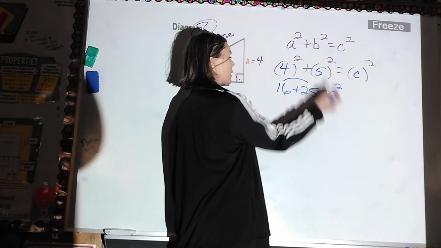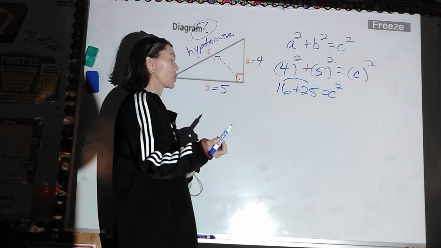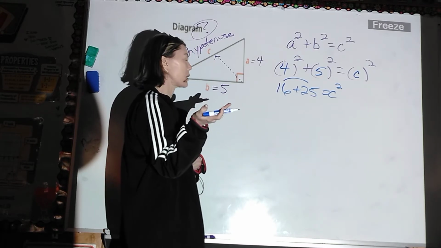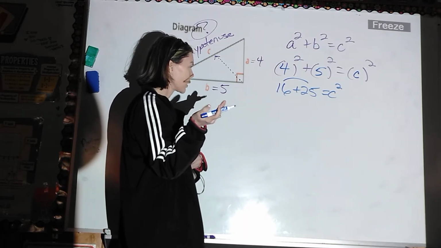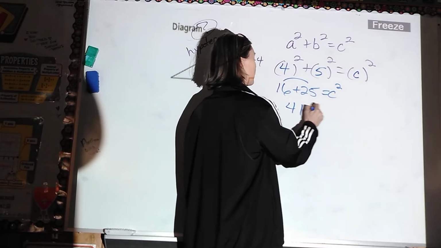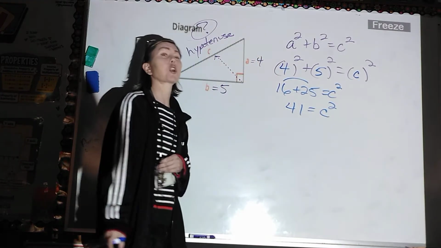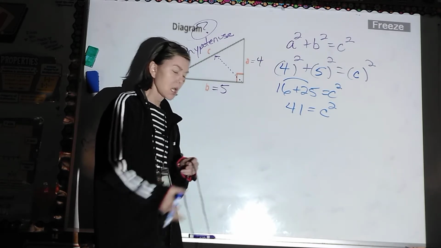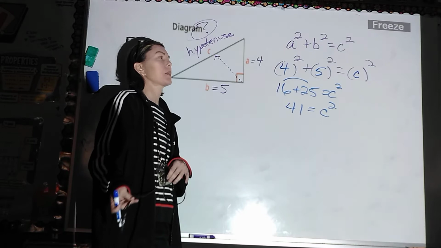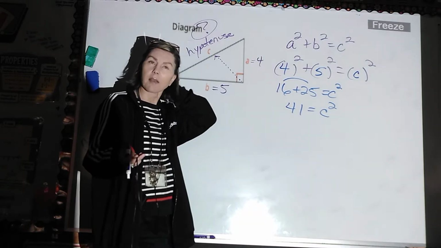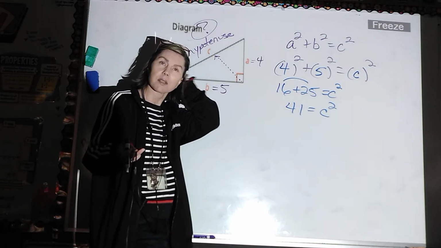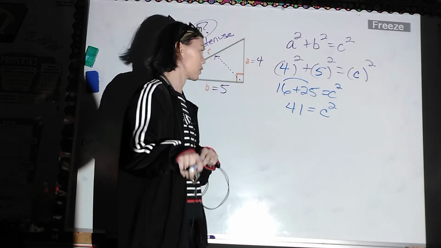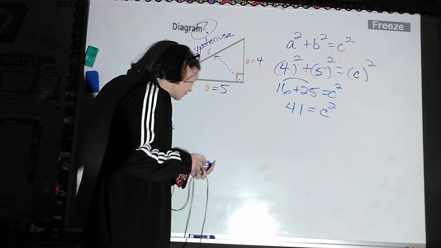Now we just combine. We may get a decimal, which is totally fine. What is 16 plus 25? 41. Thank you. 41 equals C squared. You guys, we got a couple of decimals yesterday. We have to be okay with getting decimals. Don't be afraid of the decimals, you guys, okay? Just resolve with the brain. Woohoo! It's totally fine.